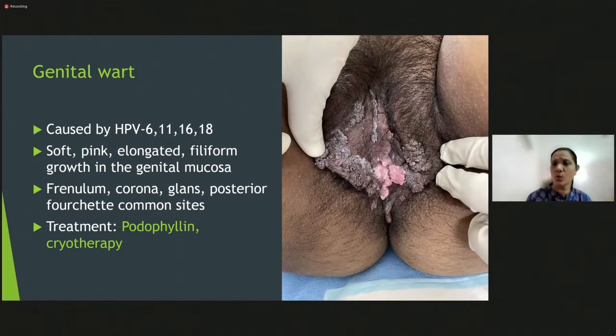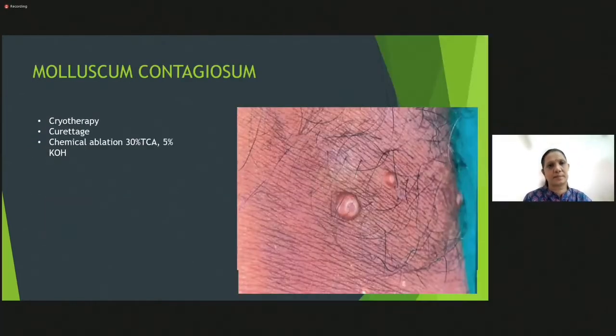This is an example of human papilloma virus causing a genital wart. This also usually needs destructive therapies, but in pregnancy, apart from that, usually there is something called podowart, podophyllin resin, which is available, which is painted over the wart twice a week and results in resolution in 3 to 4 weeks.